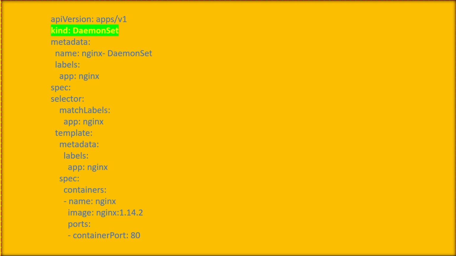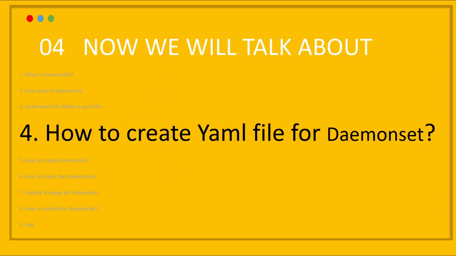As I mentioned previously, DaemonSet will create a pod on each worker node. So no need to define any replica here. Nothing more here. All other fields are already explained on deployment and replica set topic. Therefore, let's move to further next topic. How to create YAML file for DaemonSet.